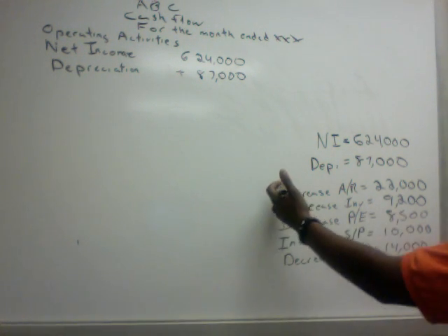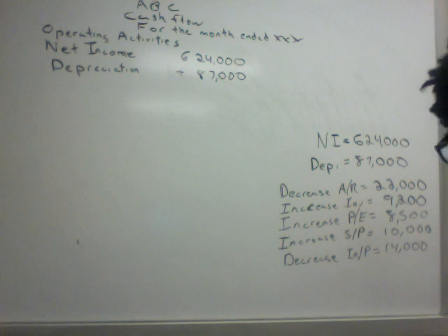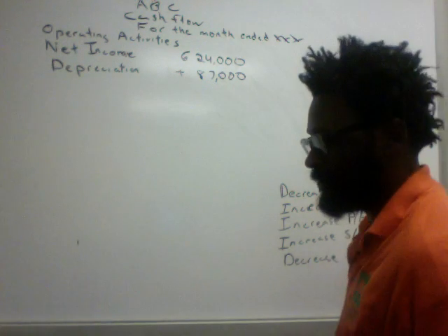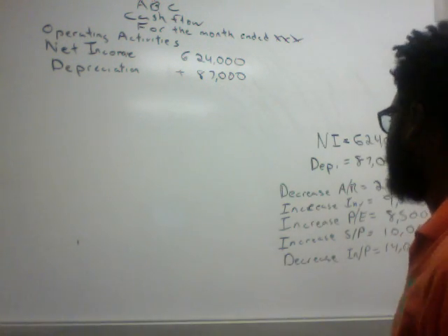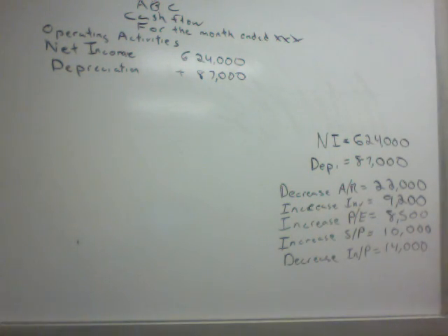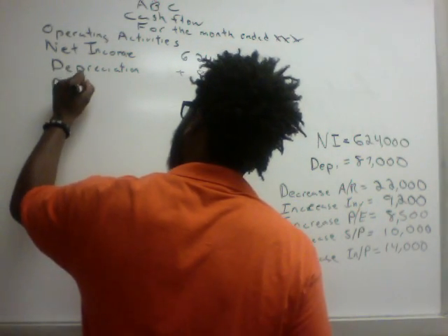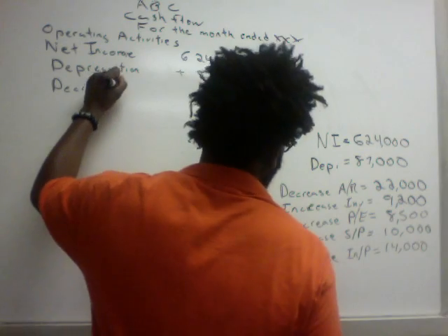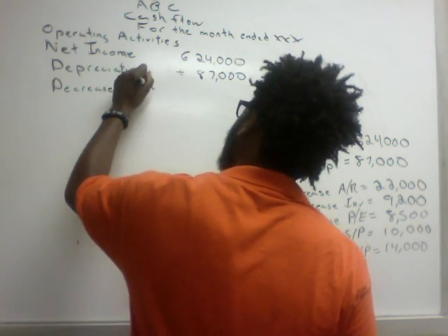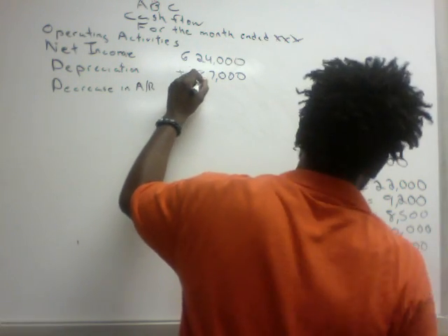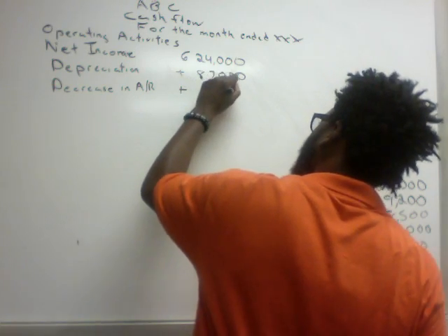Then next we just go and use all these things based on the rule that I gave you: the current assets and current liabilities, and we reconcile. So accounts receivable is a current asset, obviously. And the asset went down. The rule of thumb is when our assets go down, we reconcile by adding back. So we're going to add that decrease in accounts receivable for $22,000.